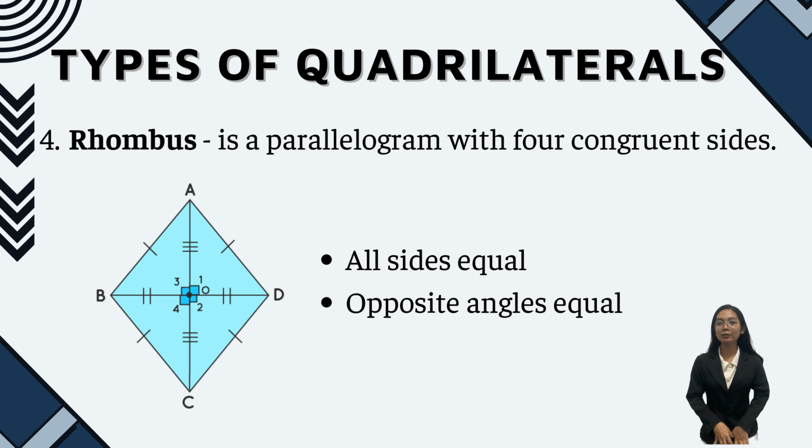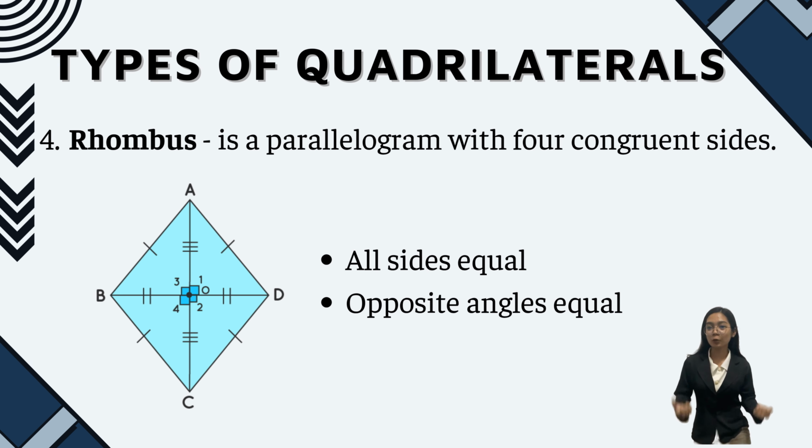Next, class, is rhombus. Let's read its definition. Rhombus is a parallelogram with four congruent sides. So class, let's look at its properties. All sides are equal and opposite angles are also equal. But unlike squares, class, rhombuses don't have right angles. Only opposite angles need to match.